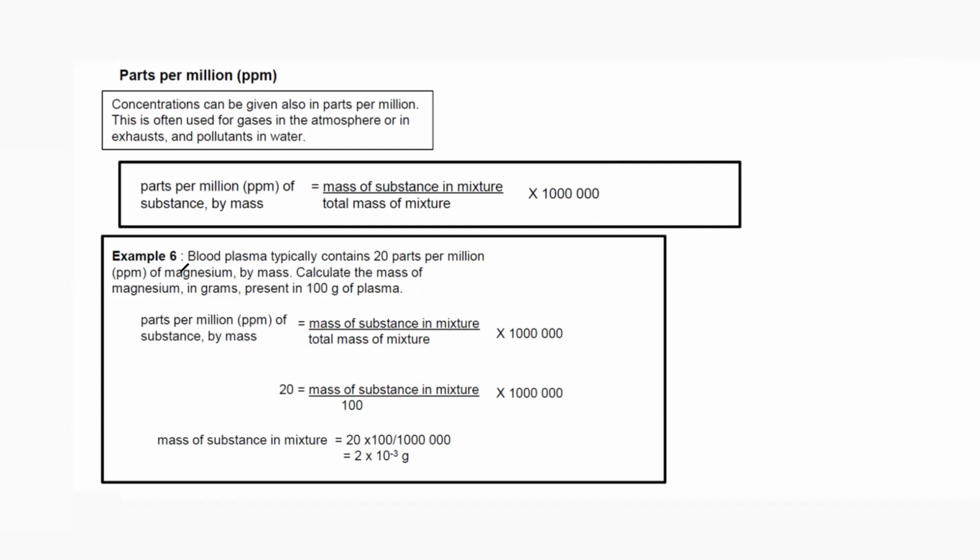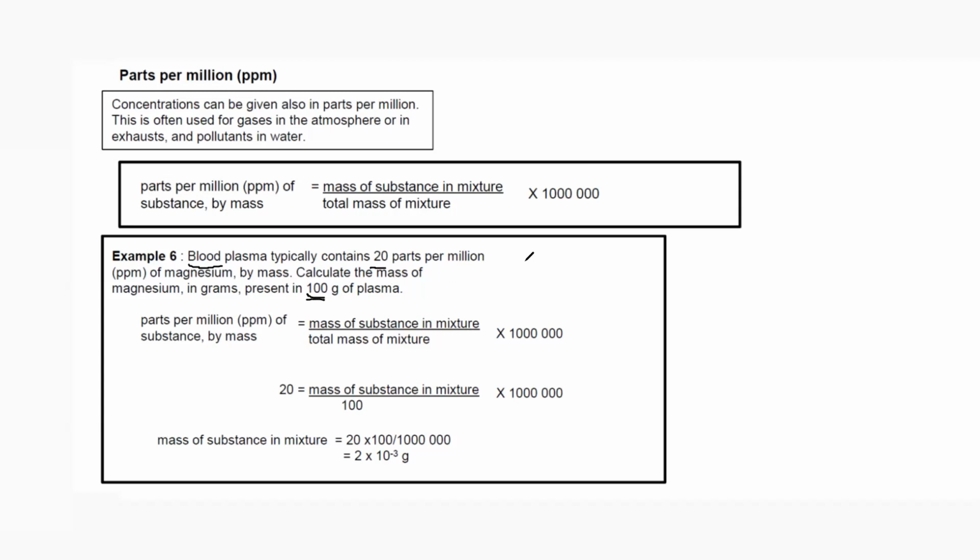For example, the blood plasma typically contain 20 parts per million of magnesium. So if we have a blood plasma, we find 20 parts of magnesium for 1 million parts by mass, or 20 gram is there. If you have 1 million gram, out of 1 million gram you only find 20 grams magnesium in the blood plasma. So calculate the mass of magnesium in gram present in 100 gram of plasma.